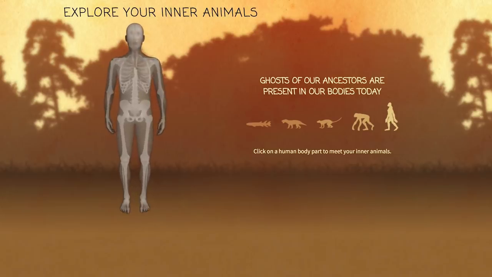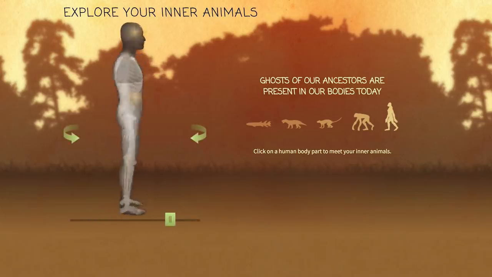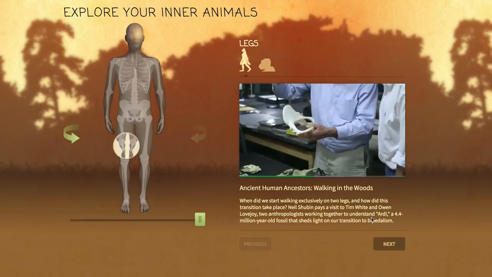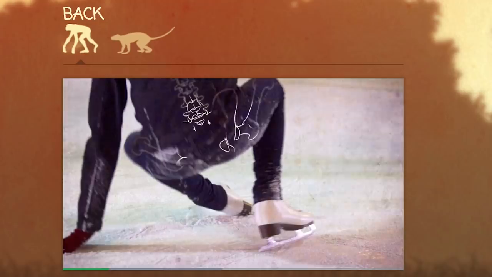When this person walks up, you can move the slider to see it in its entirety. Click on one of the glowing orbs to learn about the specific body part and how it evolved from our ancestors. This specific video explains why it hurts so much to land on your tailbone, because that is where our tail would have been. There isn't much fat or muscle to cover it up, so it hurts.